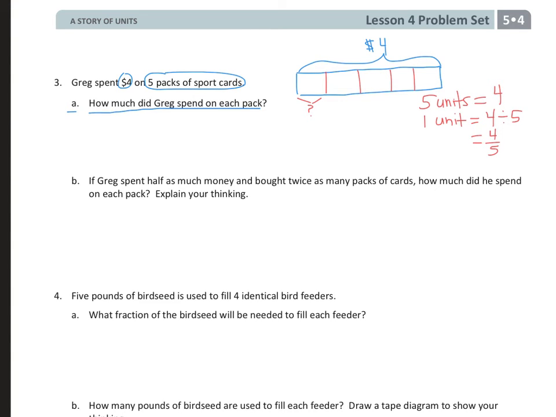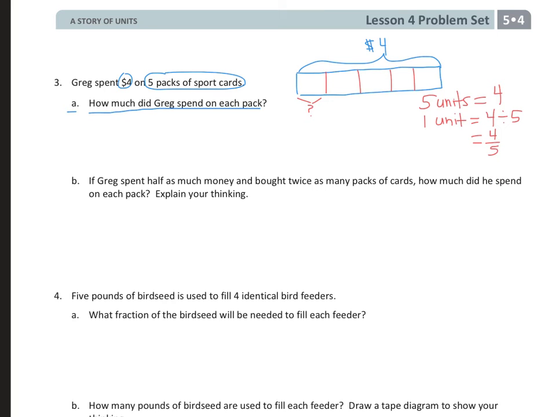Now the question says, how much did Greg spend on each pack? So we're talking about money, but if you think about this fraction that we have here, it doesn't really give us an actual money value. So I'm going to teach you a cool little trick to figure out, okay, this fraction is 4/5. Each pack is 4/5.